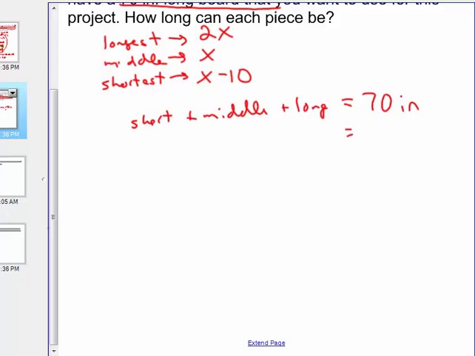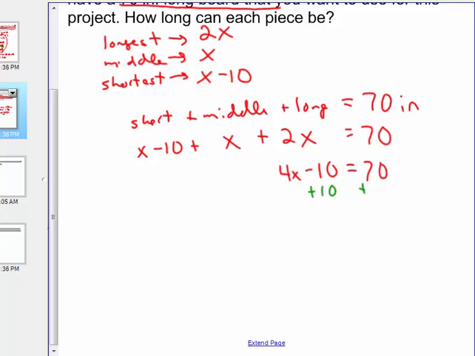So I take that and I'm going to put in my expressions here. The short piece, x minus 10. The middle piece is x. The long piece, 2x. And I know they combine to equal 70. So I put those together: x and 2x is 4x, 4x and negative 10. I'm going to add 10 to both sides. 4x equals 80, so x is 20.